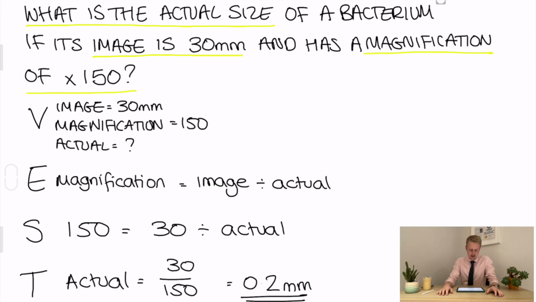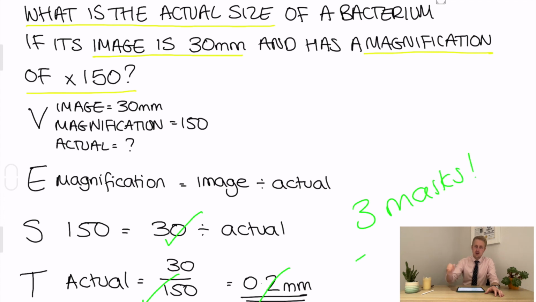Where are the marks? I hear you cry. Again, in the substitute phase, you've correctly substituted, 1 mark, you've rearranged it correctly, 1 mark, and you've given an answer, another mark. Okay, 3 possible marks here. Possibly 4 if they've not given you the unit, but for magnification questions, they do tend to give you the unit.